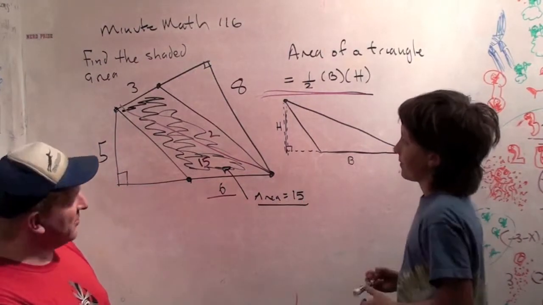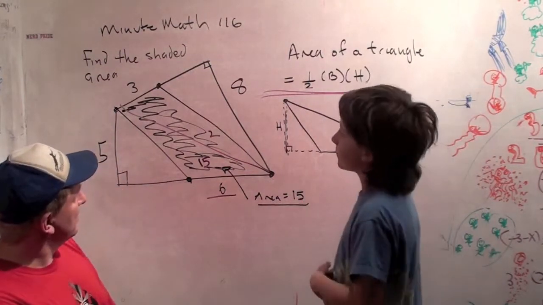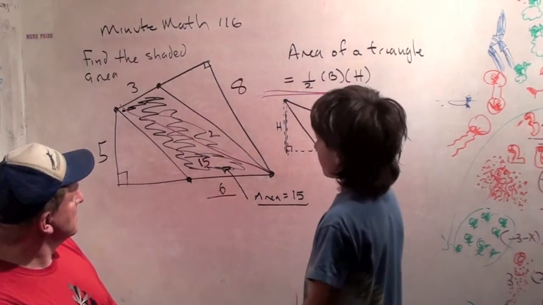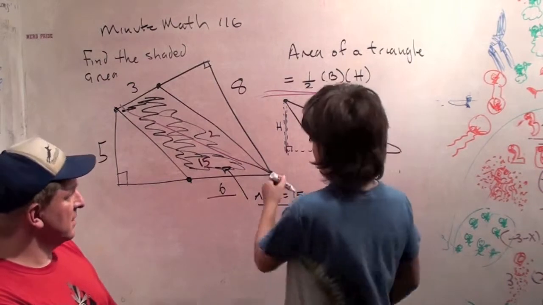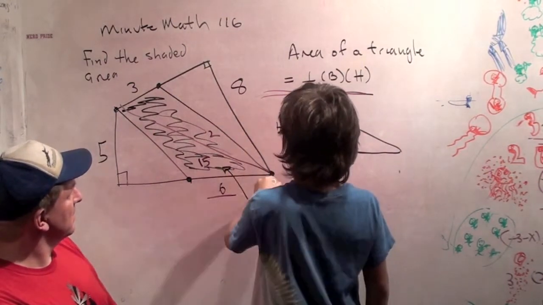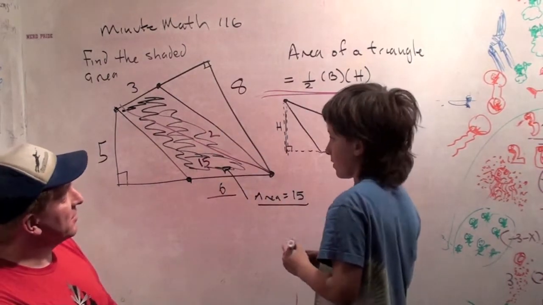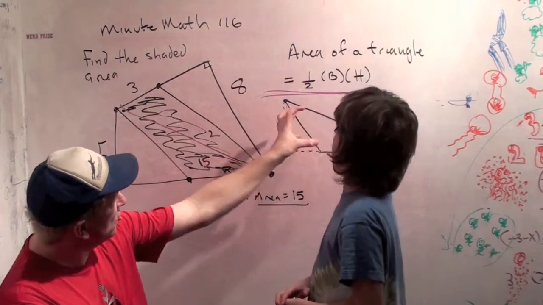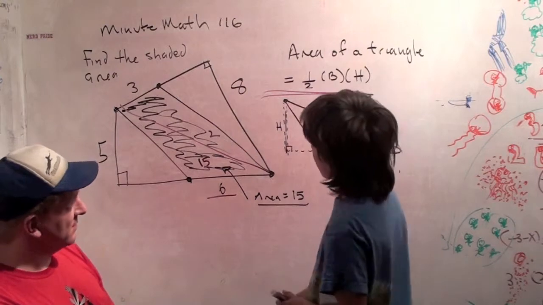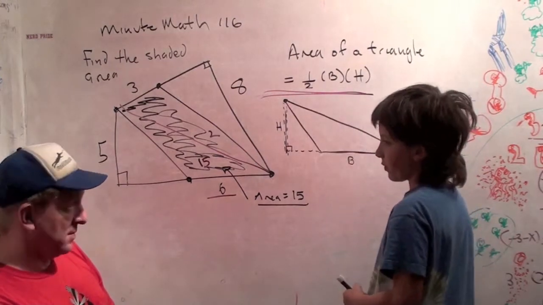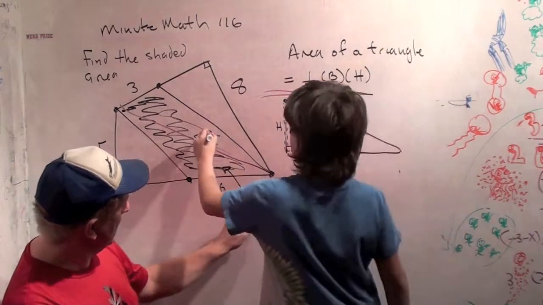Okay, great. And what about triangle 2? Triangle 2. So the base is 3 and the height is 8. How do you know the height's 8? Because these lines share the same point. Ah, very good. So it looks just like this, right? It's just turned. Okay, so what is the area of triangle 2? It's 1/2 of 24, which is 12.